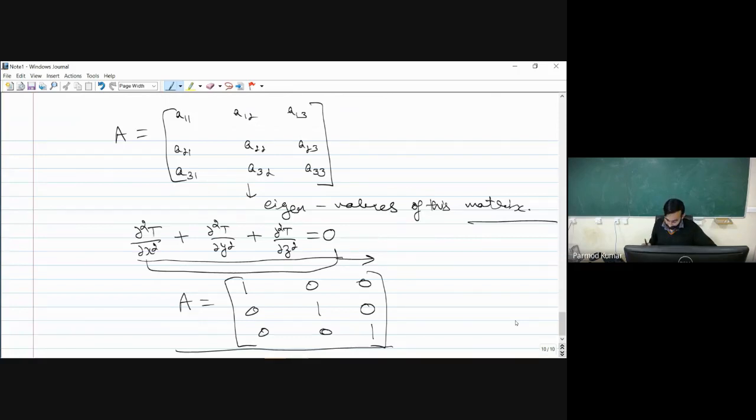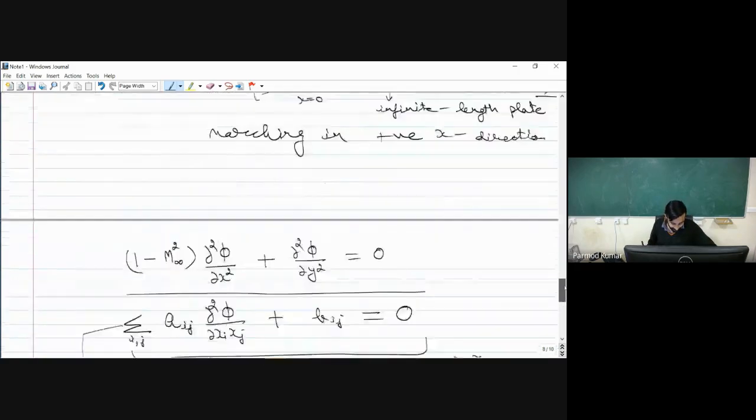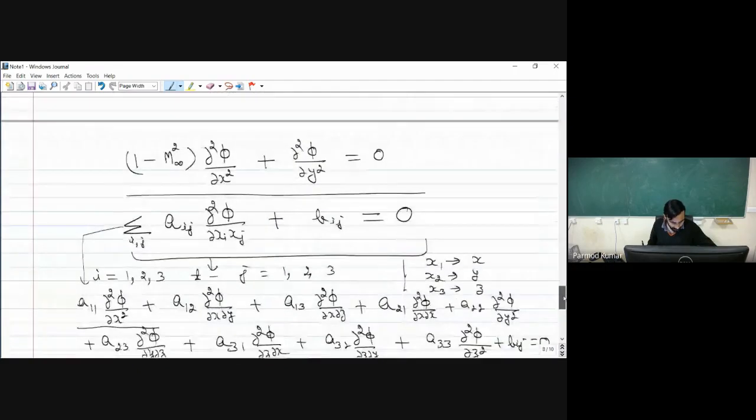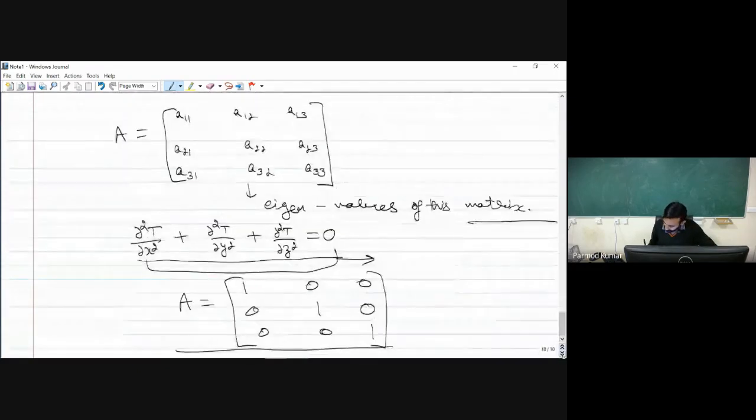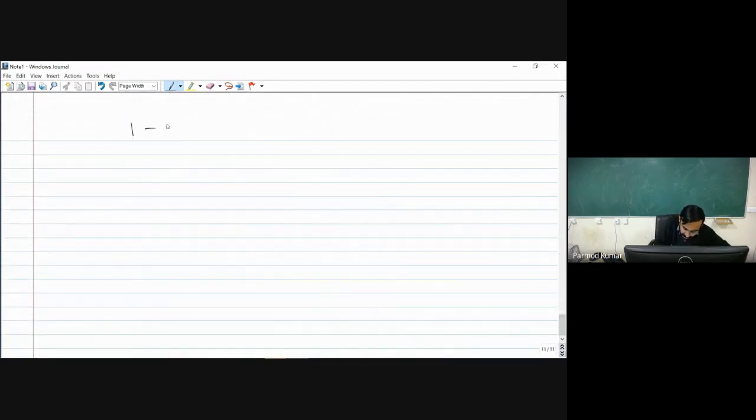Now let me take this example. Somehow in between I left it. My equation is 1 minus M infinity square times del square phi by del x square plus del square phi by del y square. If you see, the nature of this equation is two-dimensional. As the equation is two-dimensional, my characteristic matrix will also be two-dimensional. So what will be the coefficients? Can you tell me?